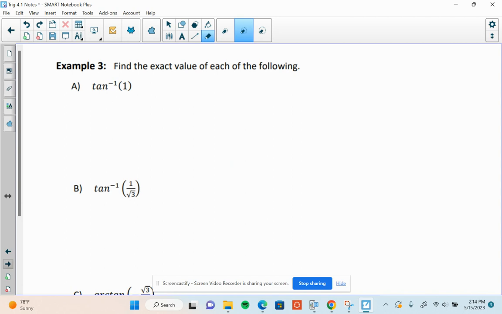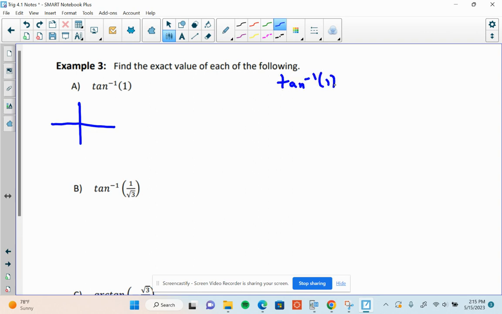where we're going to find the exact values of some inverse tangent functions. Okay, so tangent inverse of 1. So what we need to remember is our unit circle. I'm looking for an angle whose tangent value is 1. Let's just call it theta. That means that the tangent of this angle theta is 1.